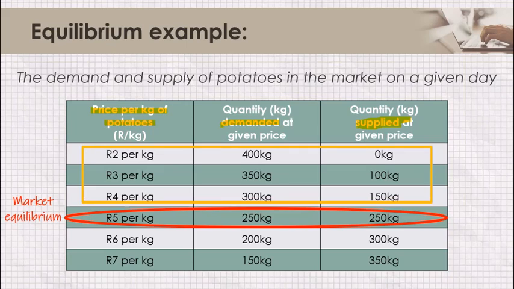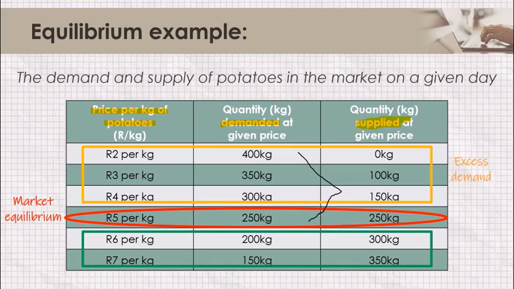At all of the prices lower than the equilibrium price, you will see that demand is higher than supply. So this is an excess demand. And at all of the prices above the equilibrium price, you will see that supply is more than demand, so that's excess supply.